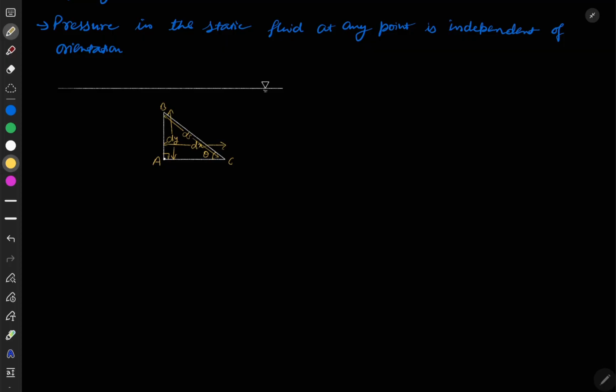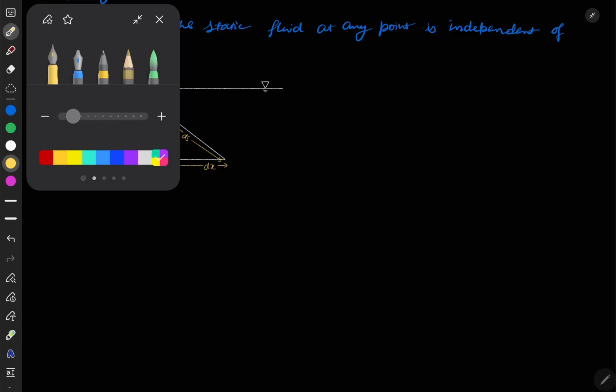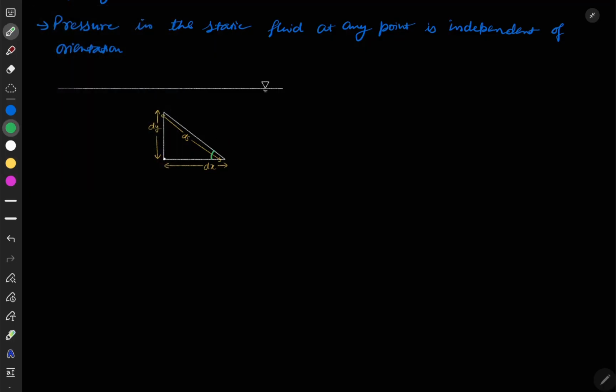Okay, now this ABC is your element. Let's say this dimension is our dx, this dimension is dy, and this dimension is our ds. Now I can say that this angle is our theta, and of course this triangle is a right angle triangle.